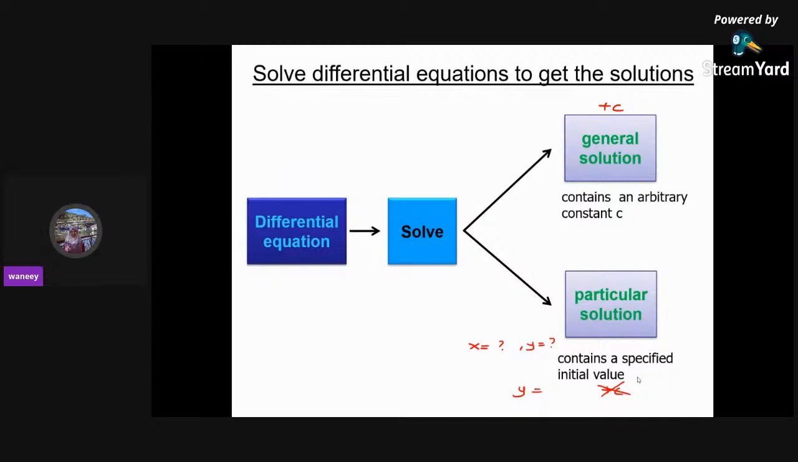General solution, very general, so that means we are supposed to give our answer together with the plus C. Particular solution, we need to substitute all those values in and then we need to make sure we get rid of the C.